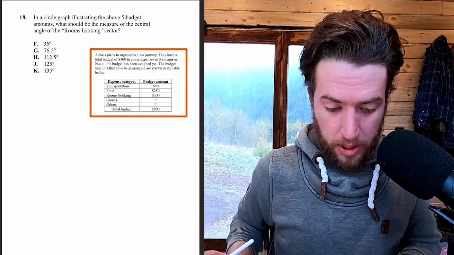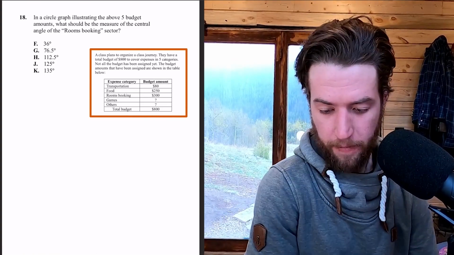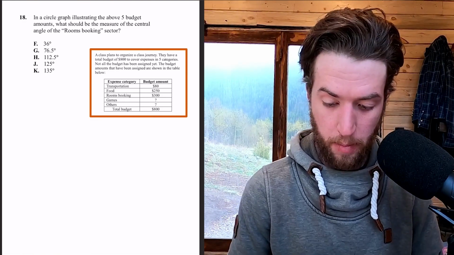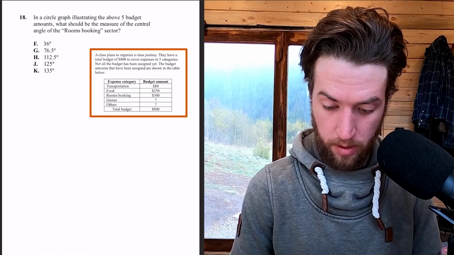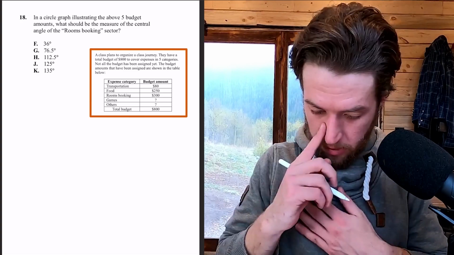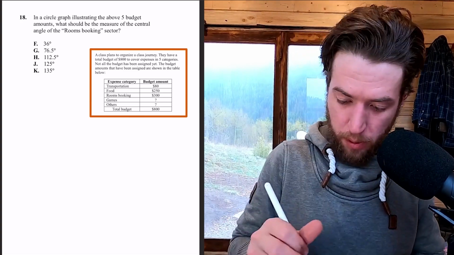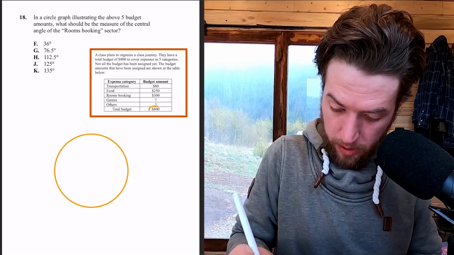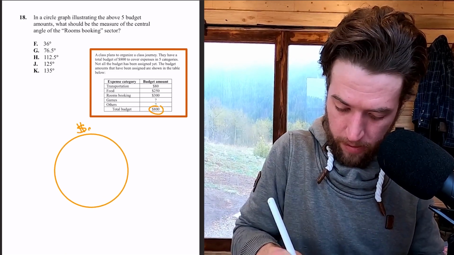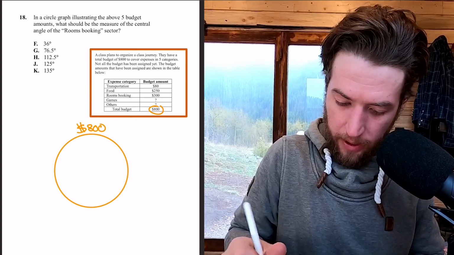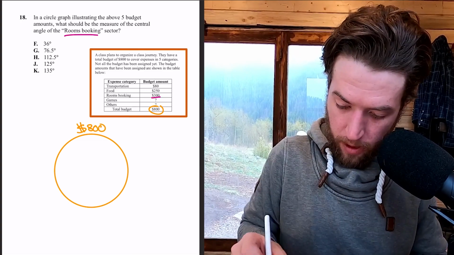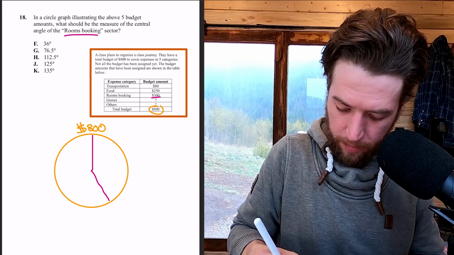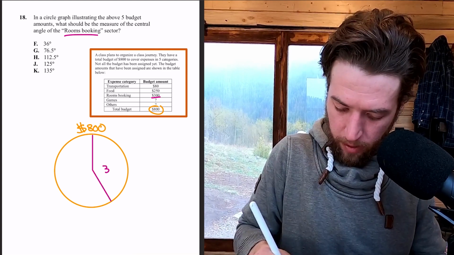Okay, on to question 18 here. In a circle graph illustrating the above 5 budget amounts, what should be the measure of the central angle? So, referencing this right here, for rooms booking sector. If we had a circle graph, and in total this was $800 inside here, how much of that is rooms booking? 300, which is going to be a little less than half. So something like right here, maybe, would be the $300 chunk.